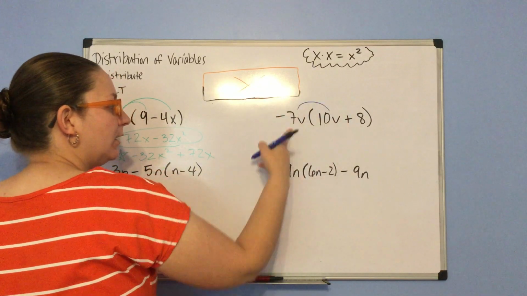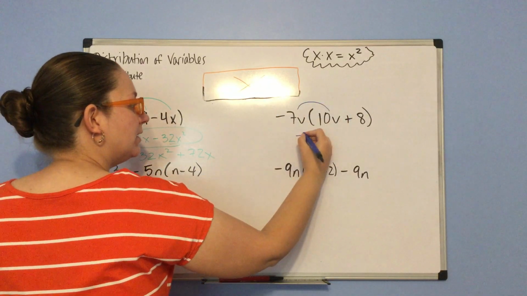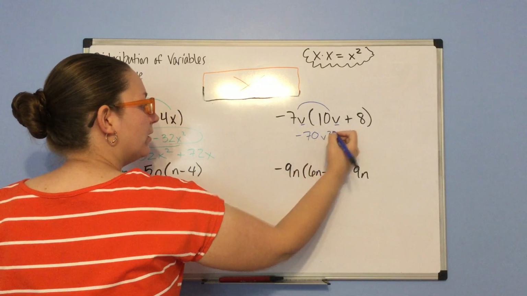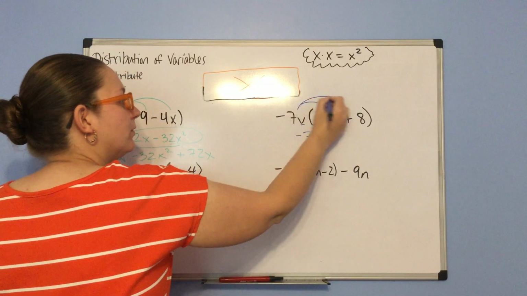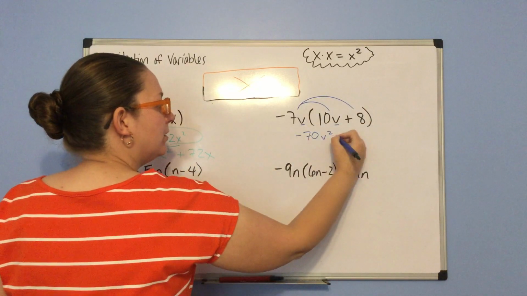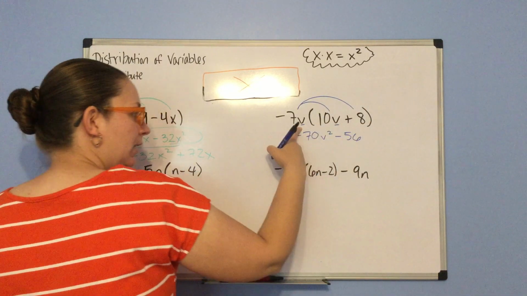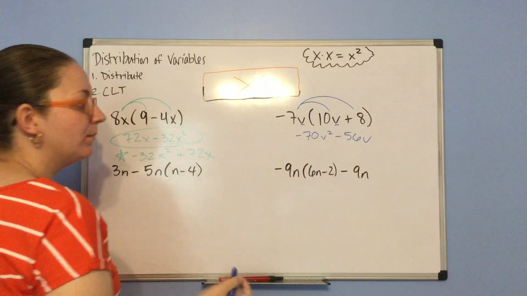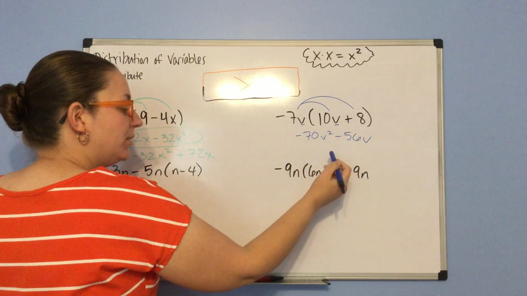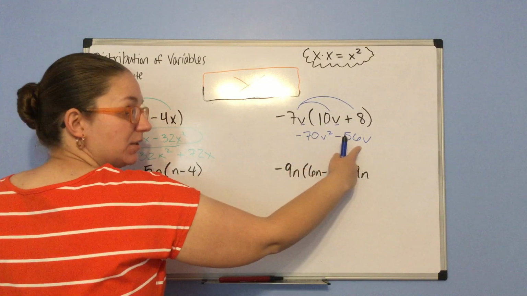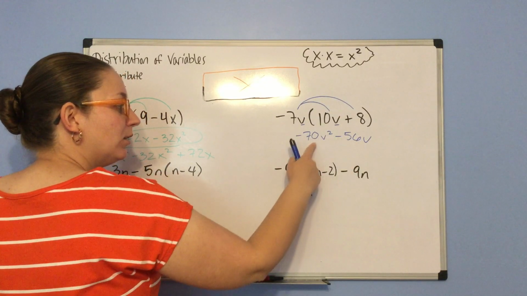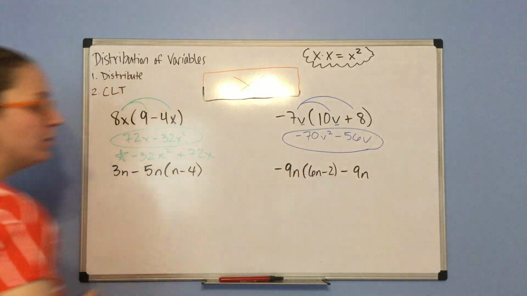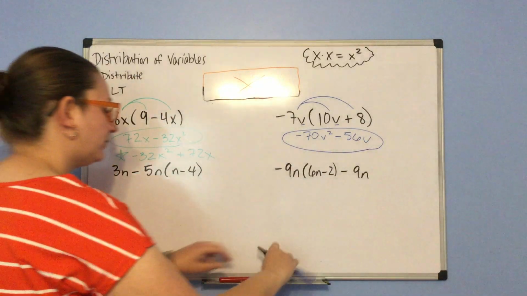Distributing negative 7b. Negative 7 times 10 is negative 70. b times b is b squared. Now I have negative 7 times 8, which is negative 56. And we only have one v there, so it's going to just stay v. No like terms here to combine because this has a squared and this does not. It's already in standard form because my squared term is the first one. So this right here is a beautiful final answer.